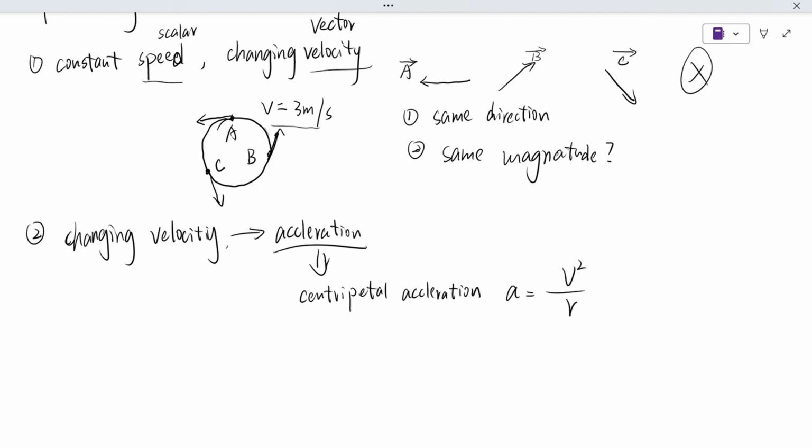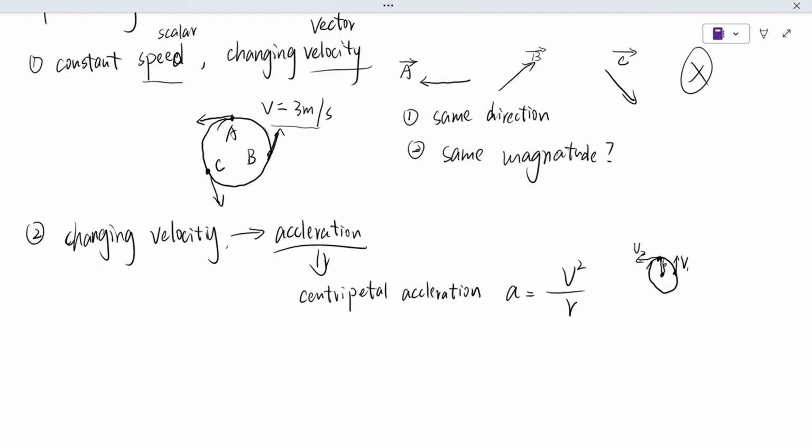The v is the instantaneous speed at one point on the circle. For example, at this point the instantaneous velocity is v1, and at this point the instantaneous velocity is v2. And r is the radius, basically just the radius of the circle. So this is the formula for the centripetal acceleration.